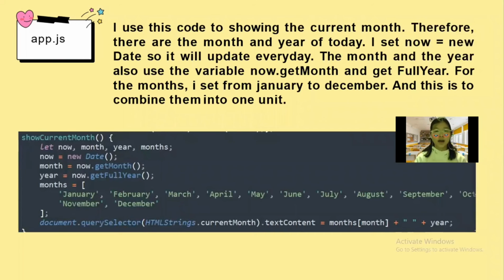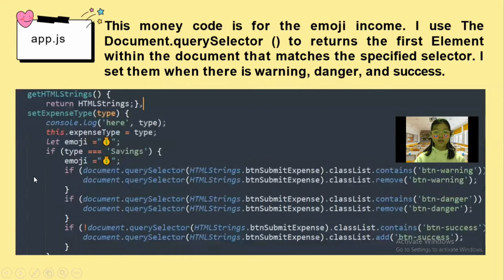Next, I use this code to show the current month. Therefore, there are the month and year of today. I set now equal to new Date, so it will update every day. The month and the year also use the variable now.getMonth and getFullYear. For the month, I set from January to December, and this is to combine them into one unit.